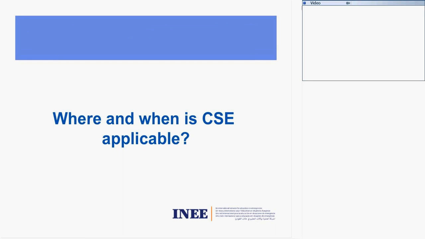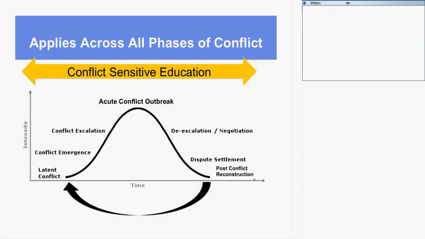We've reviewed some of the key actions and the three steps of conflict-sensitive education as a process. We're going to move on to where and when conflict-sensitive education is applicable. So let's talk here about the different phases of conflict. Conflict-sensitive education is applicable across all phases of conflict.